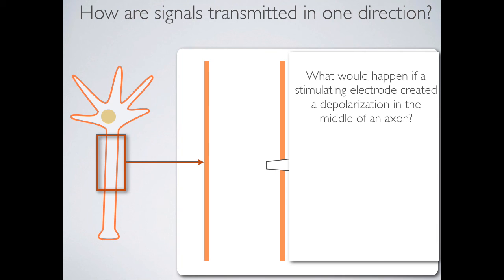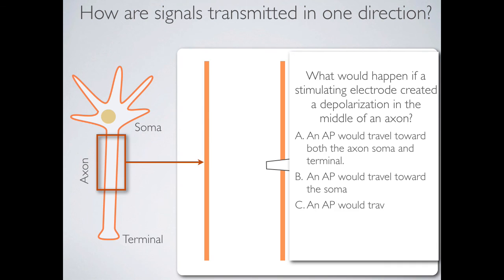What would happen if a stimulating electrode created a depolarization in the middle of an axon? This is unlike what I just mentioned, where we had something start towards the cell body. In this case, we're going to stick our electrode right in the middle. What do you predict would happen? A: an action potential would travel both towards the soma, that is up on the slide, and the terminal, which is down. B: an action potential would travel towards the soma, just up. C: an action potential would travel towards the terminal, just down. Or D: an action potential would not travel if stimulated at the axon.